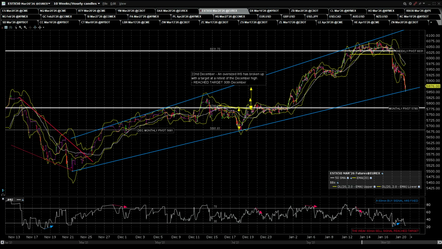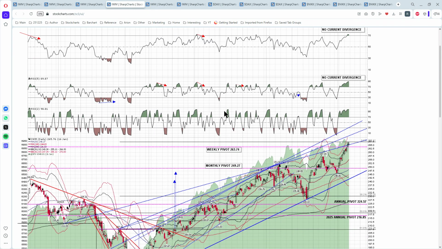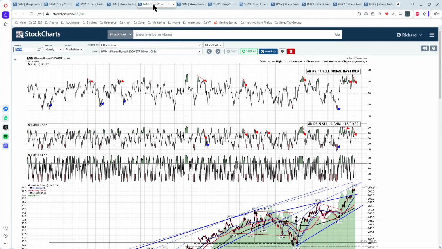All right, looking at IWM. On the daily chart, we've got no current divergence. I've got a potential wedge here, and I'm watching this. This could be an overthrow of this wedge, but I've drawn in a couple of potential options to the upside in the event that that isn't the case.